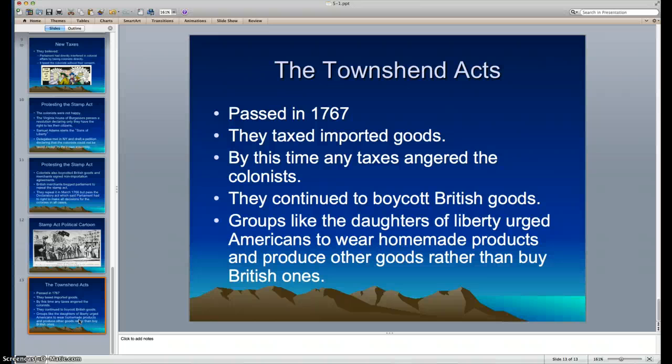Because, again, the idea was you did not want to support the British government in any way. The American goods, you wouldn't have to pay these taxes on. The imported goods and the British goods, you'd be paying money directly to the government, and they did not want that.